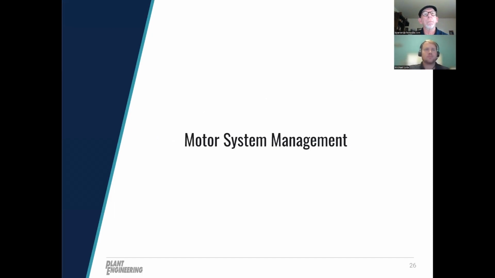So let's move into our last section, motor system management. Really by the end of this section, you should have a good idea of where you want to start in your facility if you don't have any kind of motor management system. Or a lot of places do have some type of motor management system in place. If so, then we're going to give you a few tips to help improve your existing program.